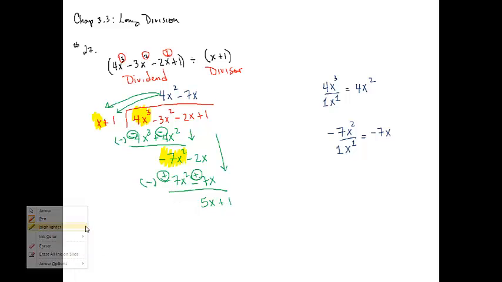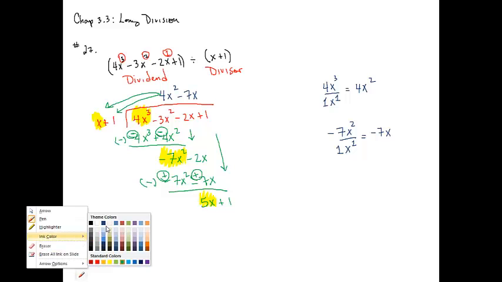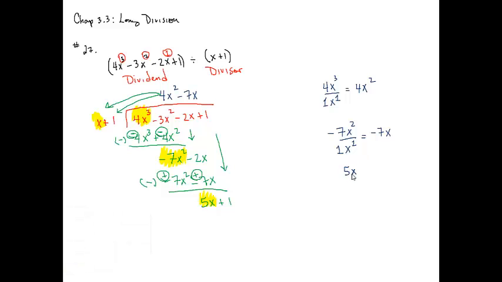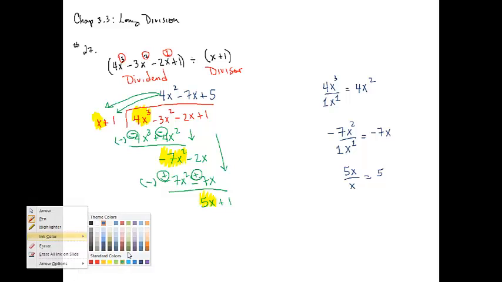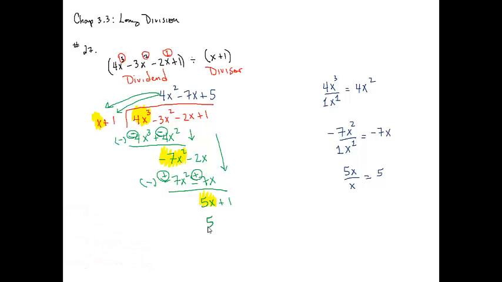So the first term is 5x divided by x. So 5x divided by x is just 5. So now I'm adding 5 inside my quotient, and then I multiply again. So 5 times x is 5x, plus 5. Subtract, which means this becomes a minus and this becomes a minus, or a subtract sign. These cancel, and 1 minus 5 is negative 4.